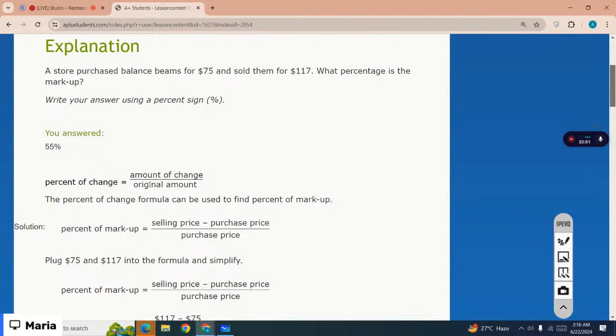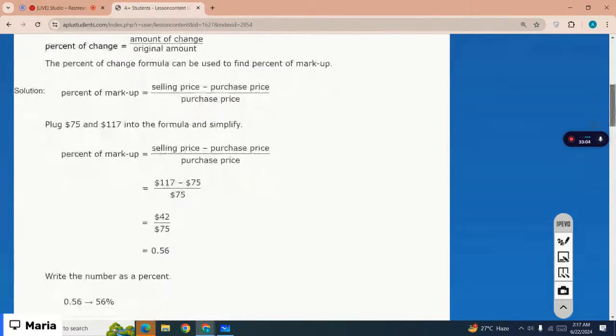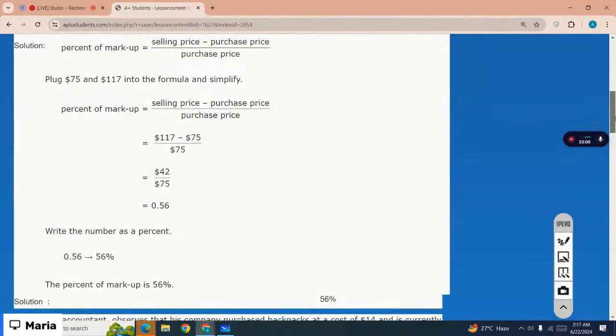So the selling price is 117 and the original cost is 75. So that would be 117 minus 75 divided by 75, right? So 42 divided by 75 is 0.56. You have to write down the answer in percentage form. So multiply it by 100, that would be 56%. That is, the percent of markup is 56%. Got it? Let's just start with the test questions.